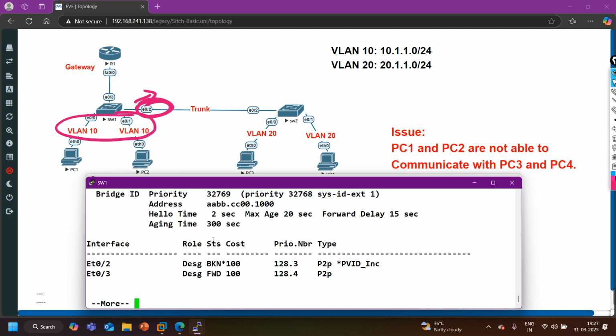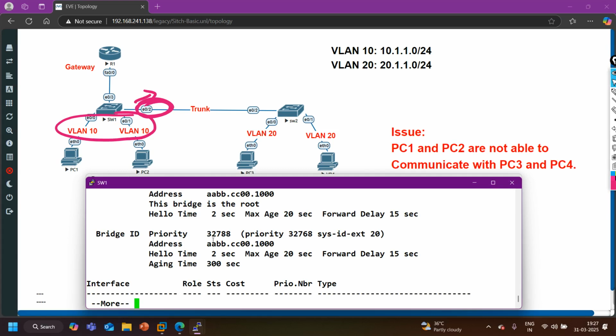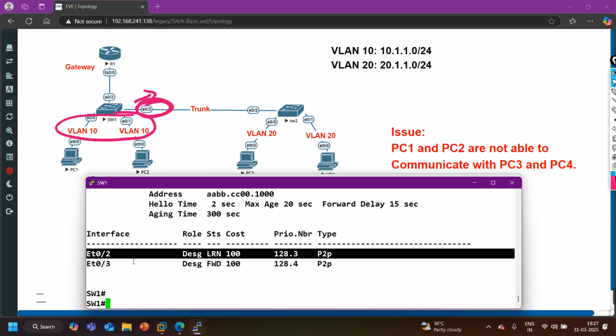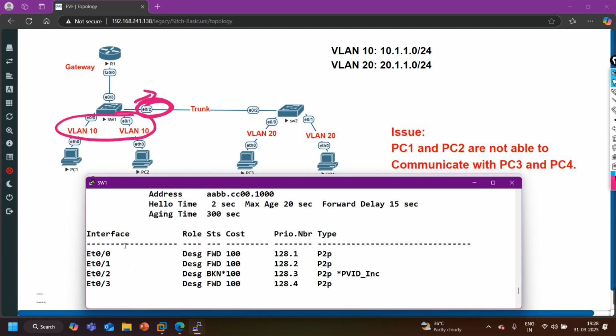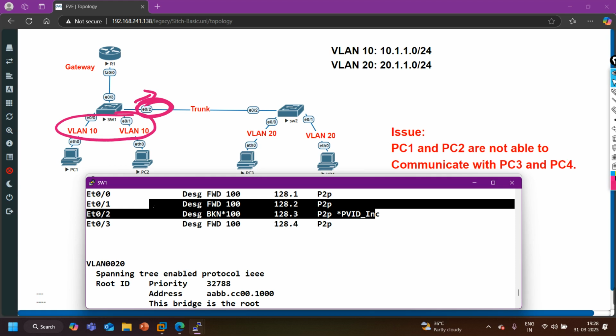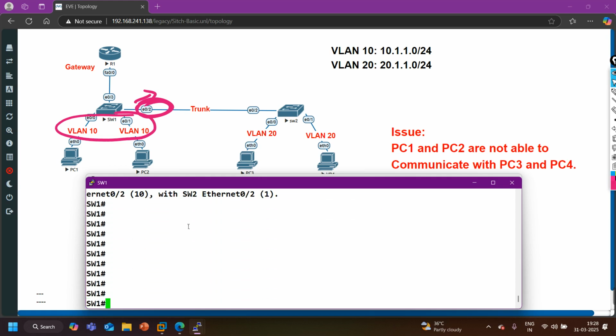Now show STP. You can see for VLAN 10 and 20, for VLAN 20 we have the 0/2 port as well here. Now the VLAN 20 instance is running here as well on the 0/2 port. But for VLAN 10 it was showing down, it is still showing down, and even this switch is the root bridge switch. So now we can verify one more thing.